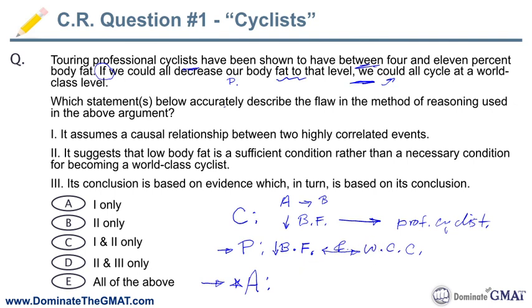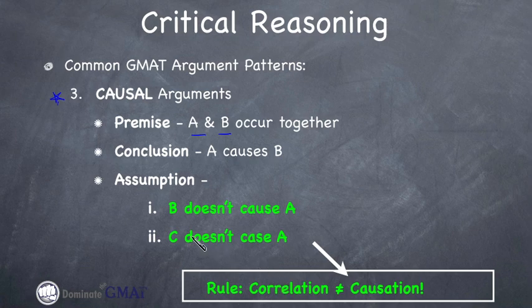So what am I assuming? Well, now we go back to our pattern. We're assuming one of two things. Either that we have the directionality correct and that A actually causes B and it's not the other way around, that B doesn't cause A, right? Or that there's not something else entirely going on, some confounding factor we're talking about that's actually causing it. Because remember the rule in statistics, correlation does not equal causation.